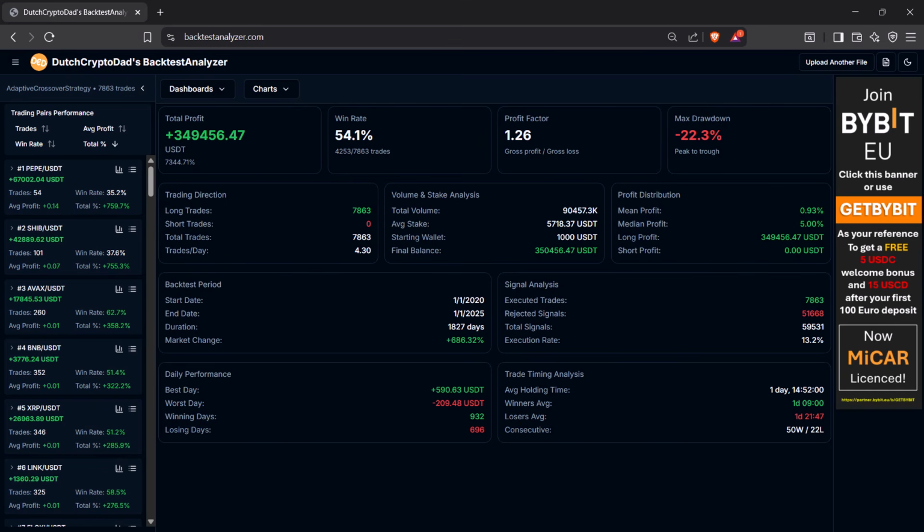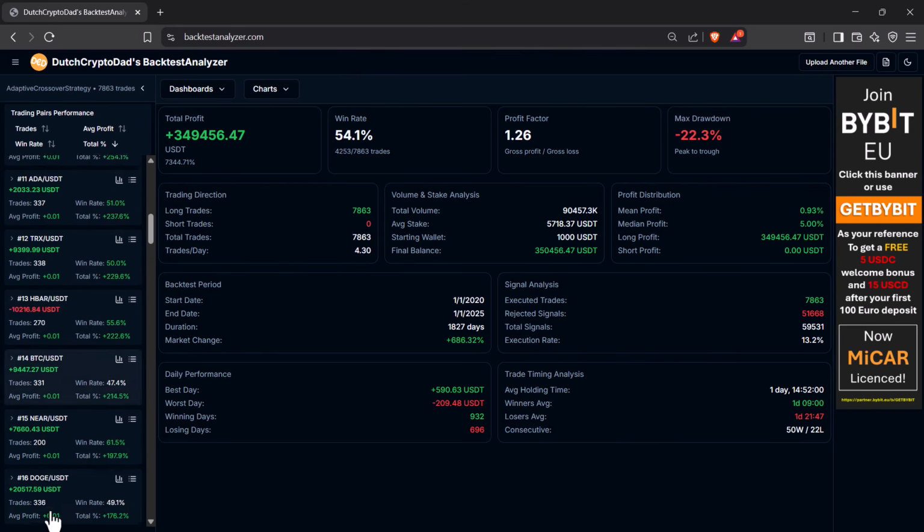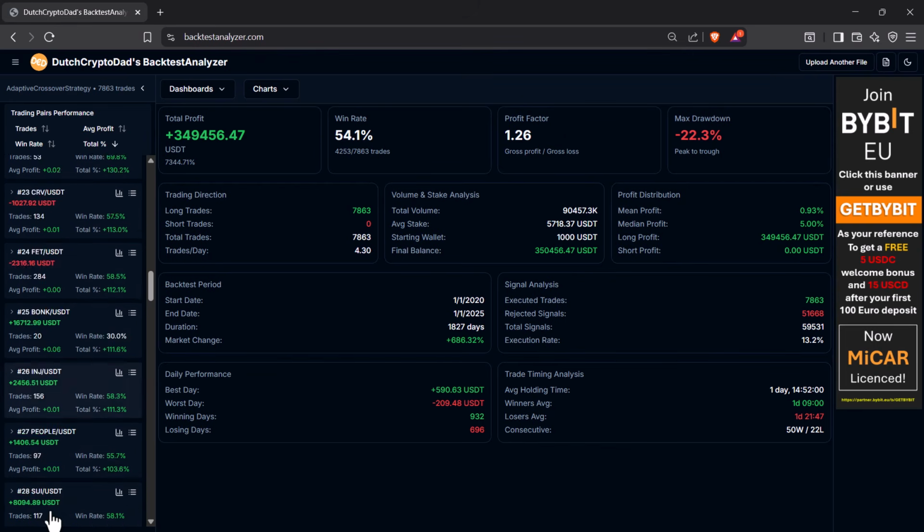Over 5 years of backtesting, this strategy executed 7,863 trades with a 54% win rate. And you might think that the 54% sounds impressive, but the beauty of this system is that when it wins, it really wins. The average profit per trade was 0.93 and the profit factor of 1.26 tells us that for every dollar we lose, we make $1.26 back.